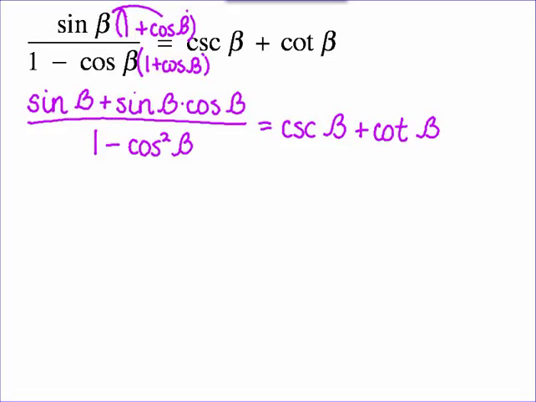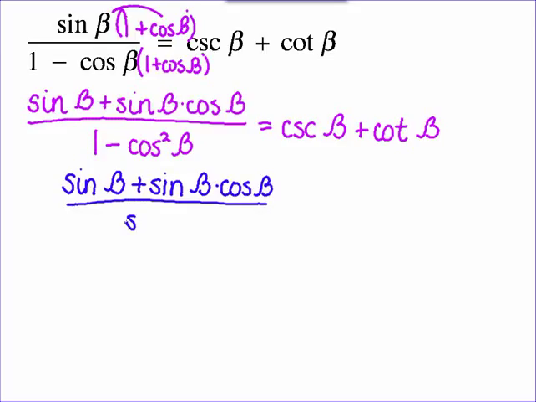So next step, once again, I have everything in terms of sine and cosine except for the denominator. I can do something to that too. Sine squared. So you've got sine of beta plus sine of beta cosine beta, and that's going to equal sine squared beta. Notice where I need to go. I need to go to cosecant plus cotangent.